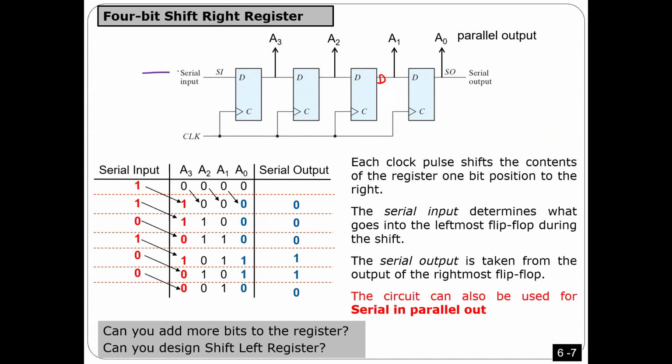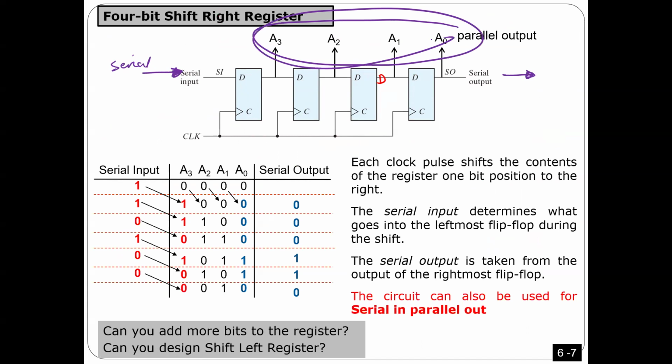For example, in this register here, guys, I'm going to input the data from here, serial, bit by bit. If I take the output from here, I'm also going to take it serial. But if I take the output from here, I can take it parallel. So let me clarify what I said.